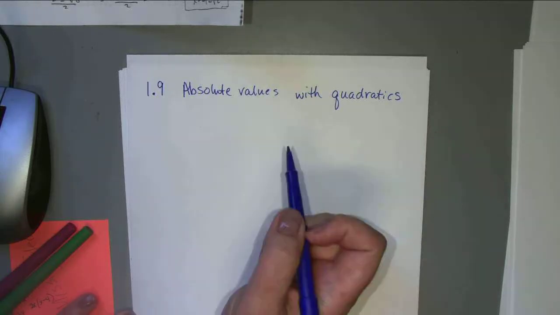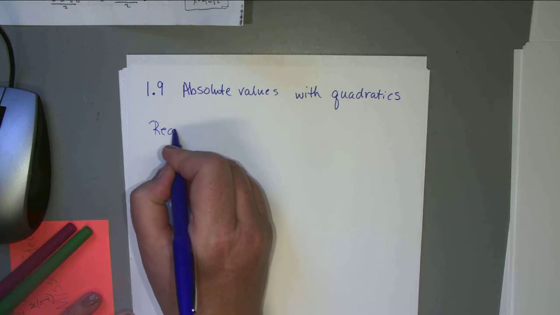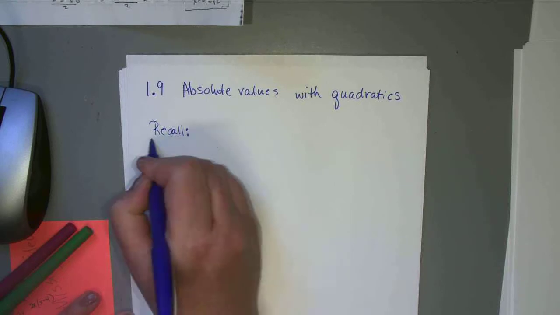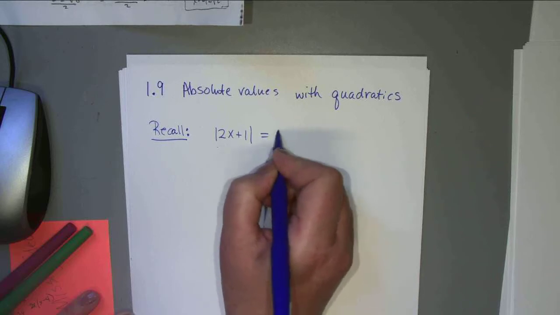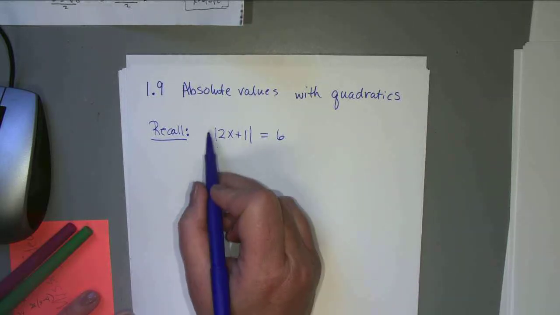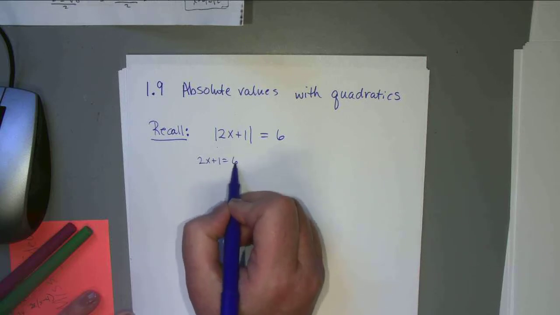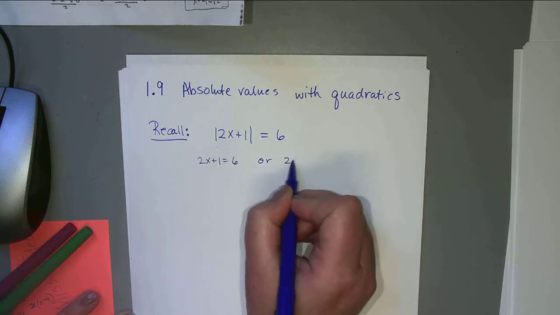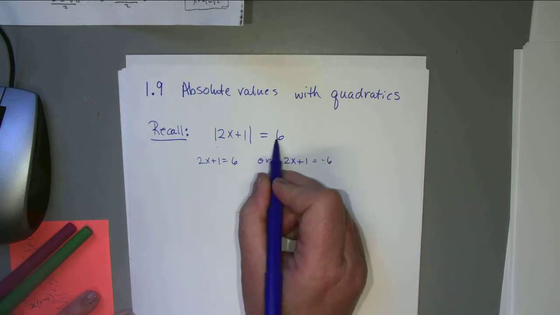Okay, so this will be a short one, absolute value with quadratics. So let's go back to just absolute value and remember how to do it. If we had the absolute value of 2x plus 1 equals 6, we would say, okay, well the absolute value makes anything in it positive, so 2x plus 1 would have to be 6, or if that 2x plus 1, the inside of the bracket, was minus 6, it would also equal 6.